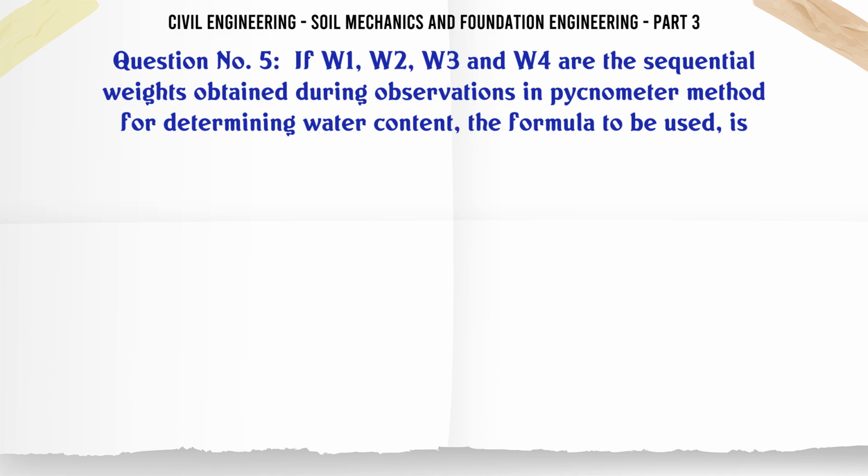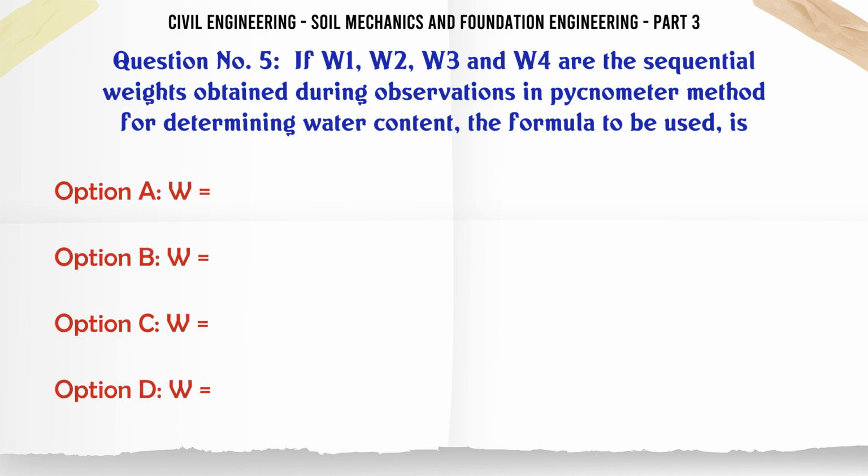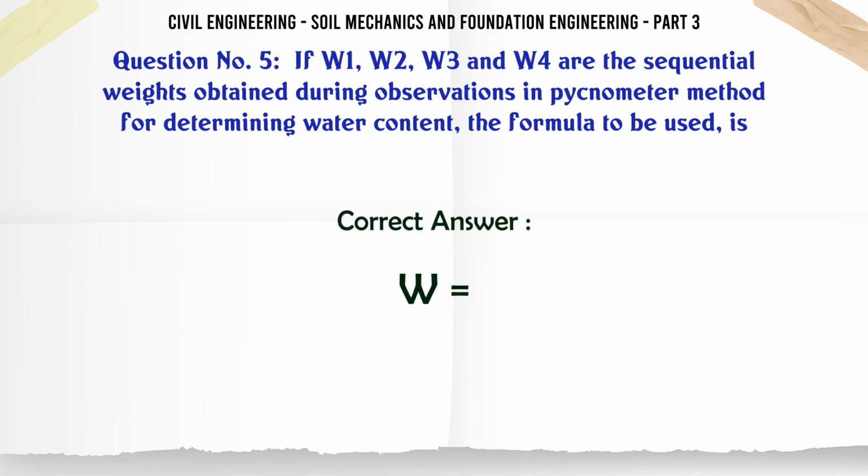If W1, W2, W3 and W4 are the sequential weights obtained during observations in pycnometer method for determining water content, the formula to be used is A, B, C, D. The correct answer is W.